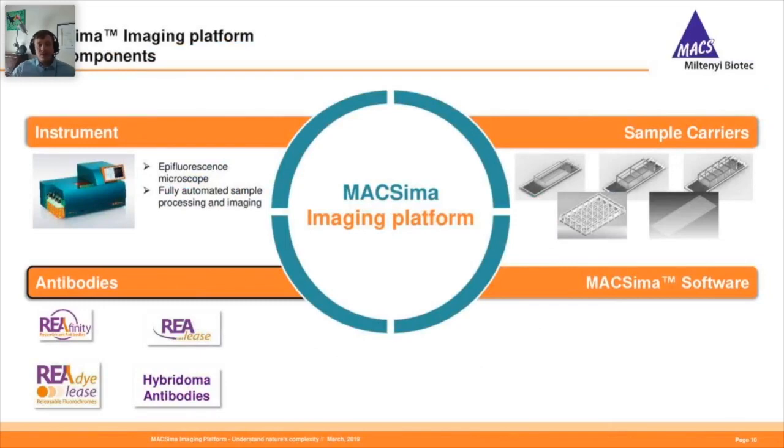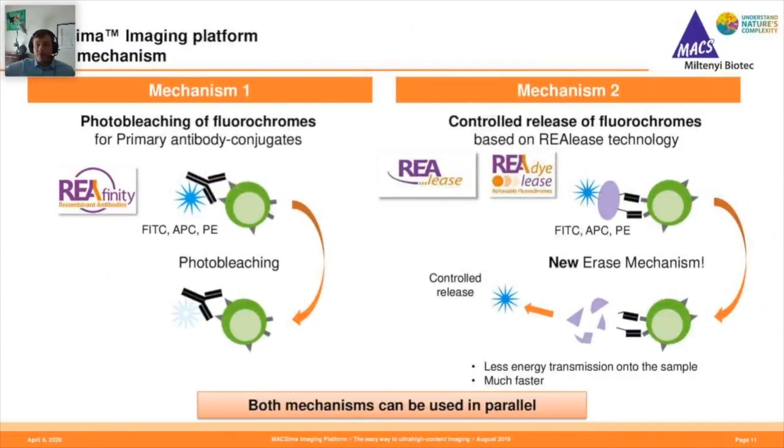So the antibodies are a key part of how this is going to work, obviously. So how we're going to stain our samples, how we're going to image them, how we're going to get our data. Now, I only briefly mentioned before that we're erasing the staining, and this can be done with two different mechanisms within Maxima. The first mechanism is photobleaching of the fluorochromes, so that you're just removing that staining by destroying the fluorophore, and this is relatively simple.